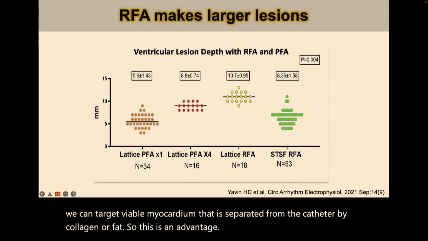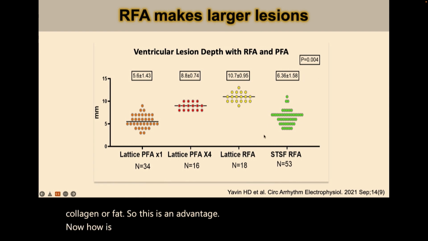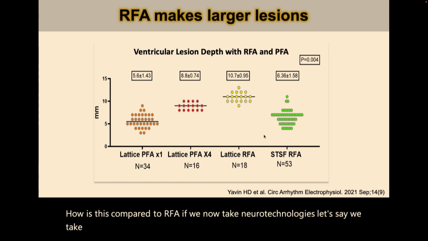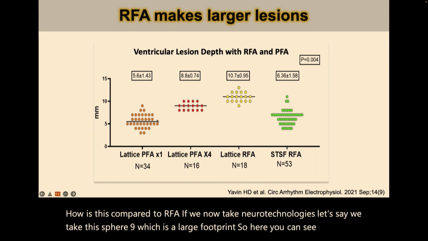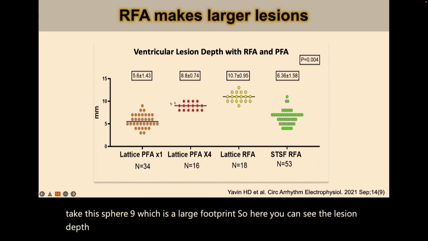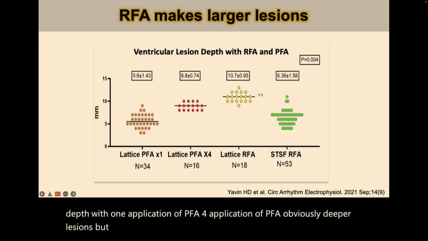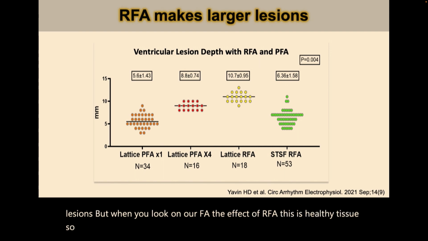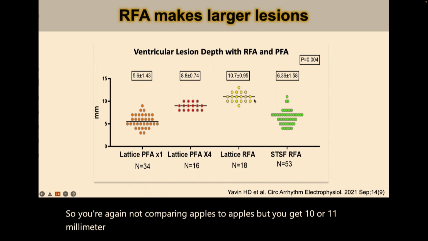Now, how is this compared to RFA if we take newer technologies? Let's say we take the Sphere 9, which has a large footprint. Here you can see the lesion depth with one application of PFA, four applications of PFA, obviously deeper lesions. But when you look at the effect of RFA, this is healthy tissue, so you're again not comparing apples to apples, but you get 10 or 11 millimeter depth. Now, is it going to be the same in scar tissue? I don't know.